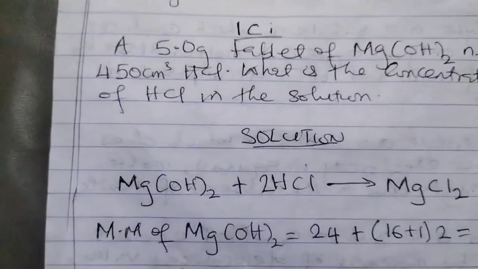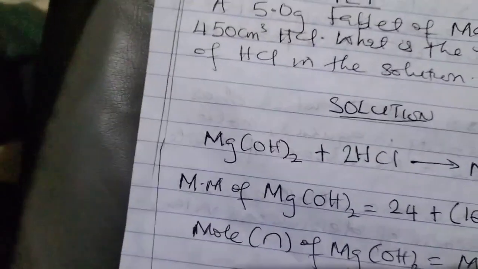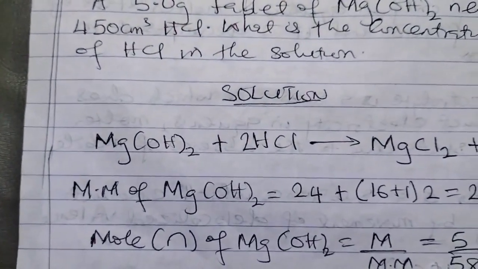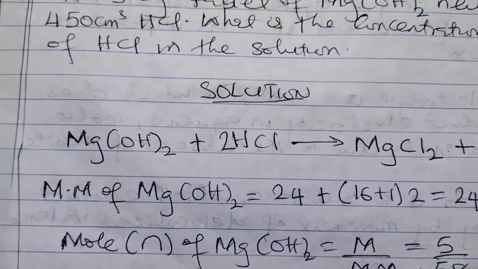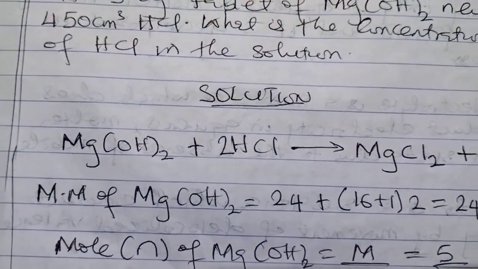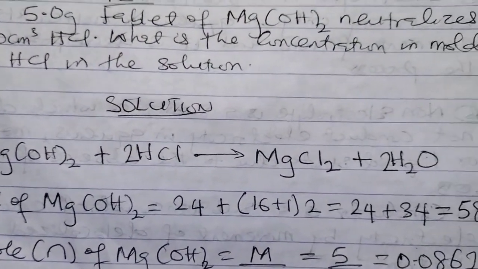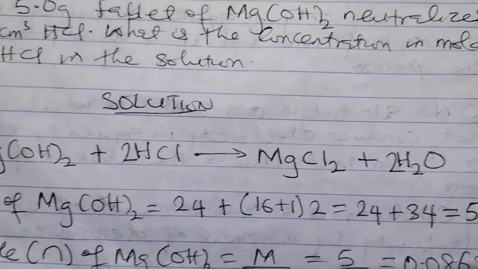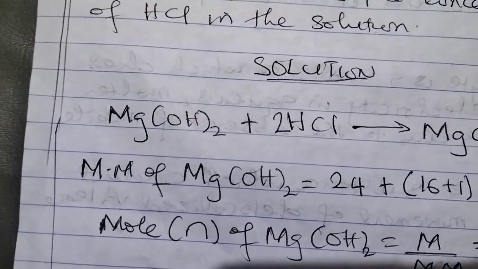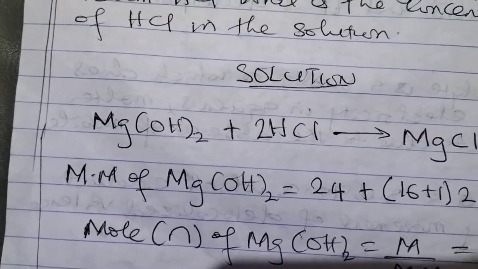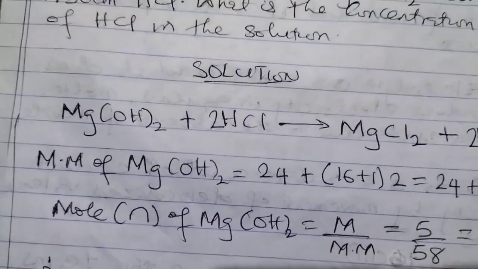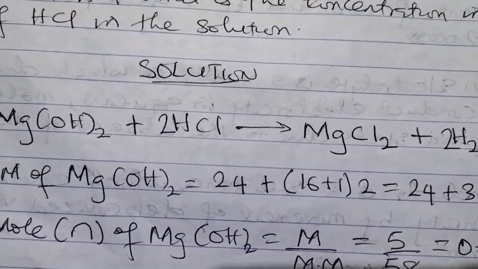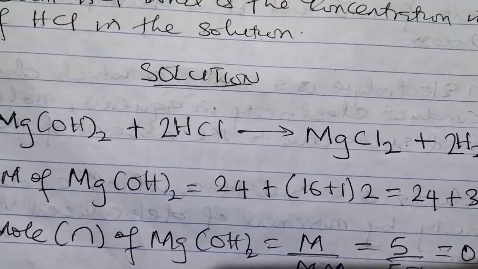So let's go to the solution. The first thing you have to do is to write the balanced equation between magnesium hydroxide and HCl. The equation goes thus: 1 mole of magnesium hydroxide plus 2 moles of HCl gives us 1 mole of magnesium chloride plus 2 moles of water. Then we'll calculate the molar mass, that's MM, of magnesium hydroxide. The atomic mass of magnesium is 24 plus, bracket opens, atomic mass of oxygen is 16 and hydrogen is 1 added, bracket closes, times 2.